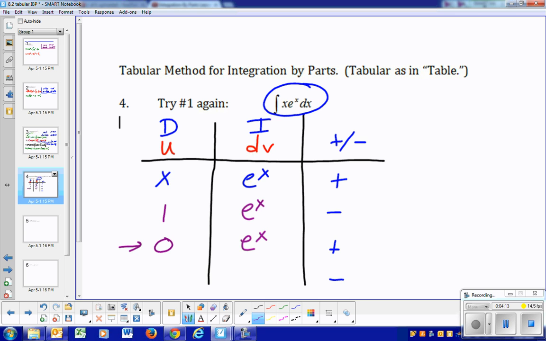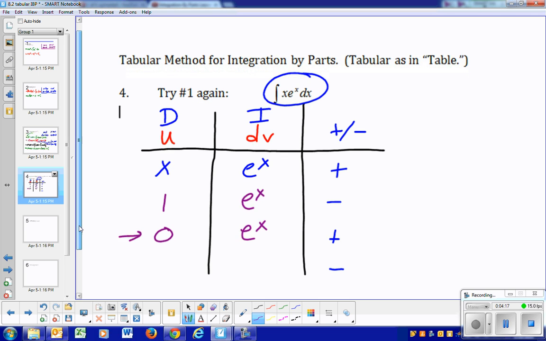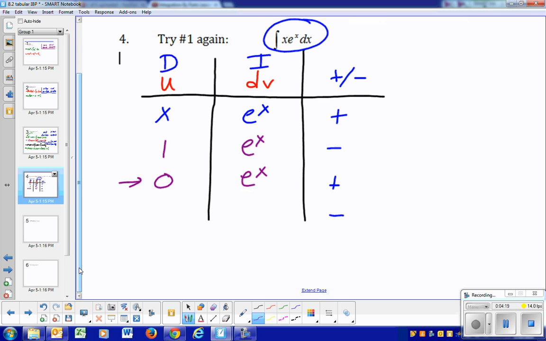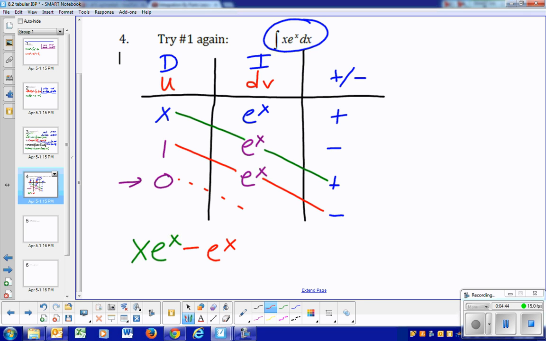The way that you use this table to find your answer is to read along diagonals. You start in the upper left-hand corner, and you go across along a diagonal and multiply those elements. That would be x, e to the x, and a positive 1, so that just stays as it is. The next diagonal is minus e to the x. When I get to the 0, anything that I multiplied with the 0 is going to be 0. That's how you know you're done.